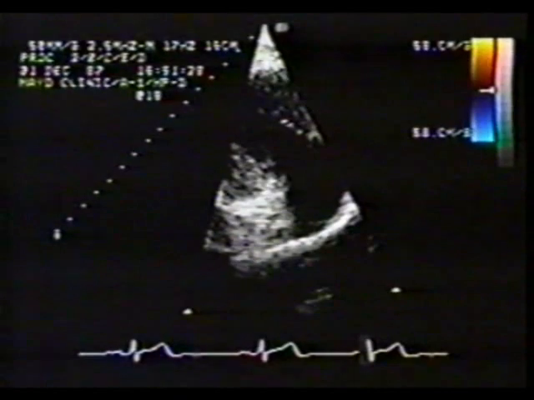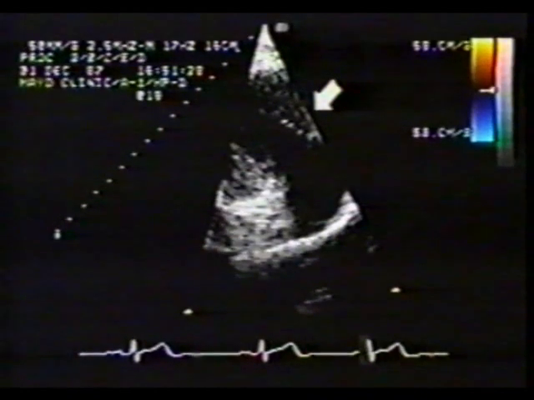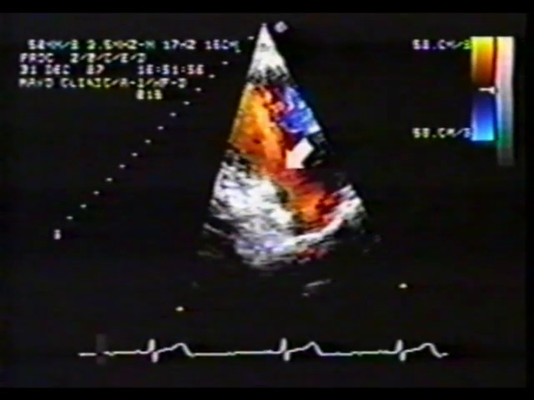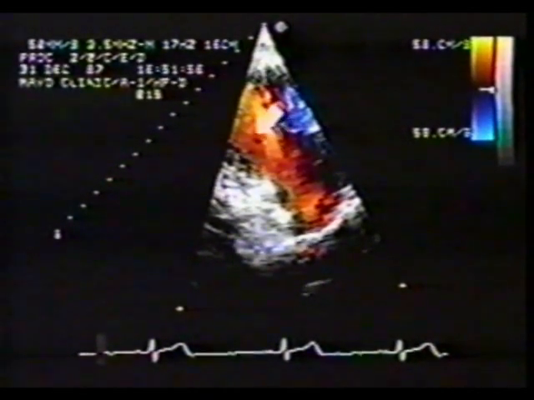The transducer is now back in the left parasternal position, and it has been tilted to develop a right ventricular inflow view. In this early diastolic frame, the flow map shows flow from the inferior vena cava into the right atrium, encoded in red because it is directed toward the transducer. This flow moves across the tricuspid valve into the right ventricle.